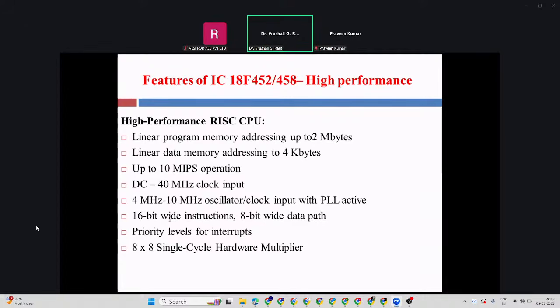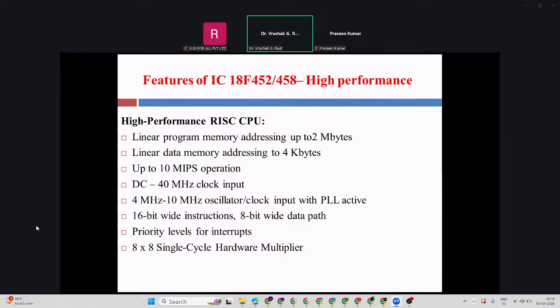Then 16-bit wide instructions and 8-bit wide data path. Okay, your instruction is of 16 bits and data path is of 8 bits. Priority level for interrupts. You can set the priority of interrupts, which interrupt is required first and which later. Then 8 by 8 single cycle hardware multiplier. This is an extra thing which is available there. What can happen? 8 by 8 single cycle hardware multiplier.